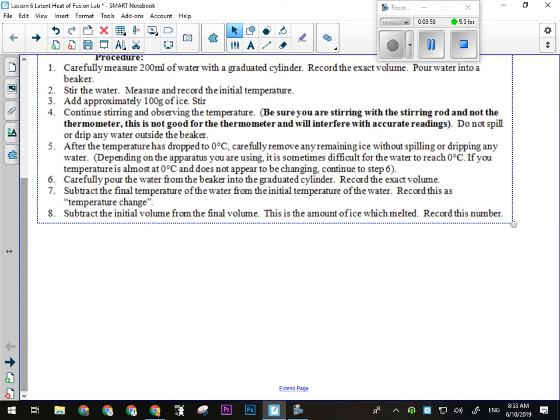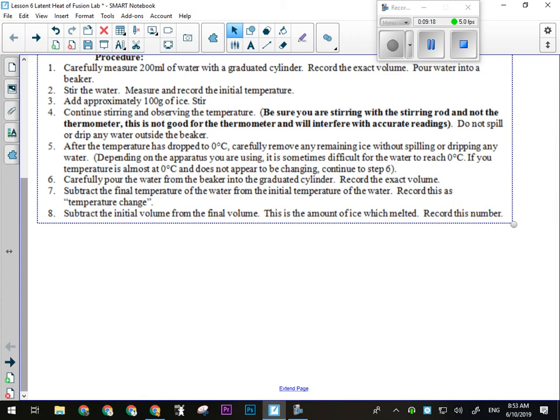Back into the graduated cylinder. So measure 100 mL, pour that out. Measure 100 mL, pour it out. Whatever's left is how much ice melted. So you'll pour that into the graduated cylinder and record that number. That'll be your volume of ice that melted. And obviously you'll also have the final temperature recorded before you throw out the ice and water.